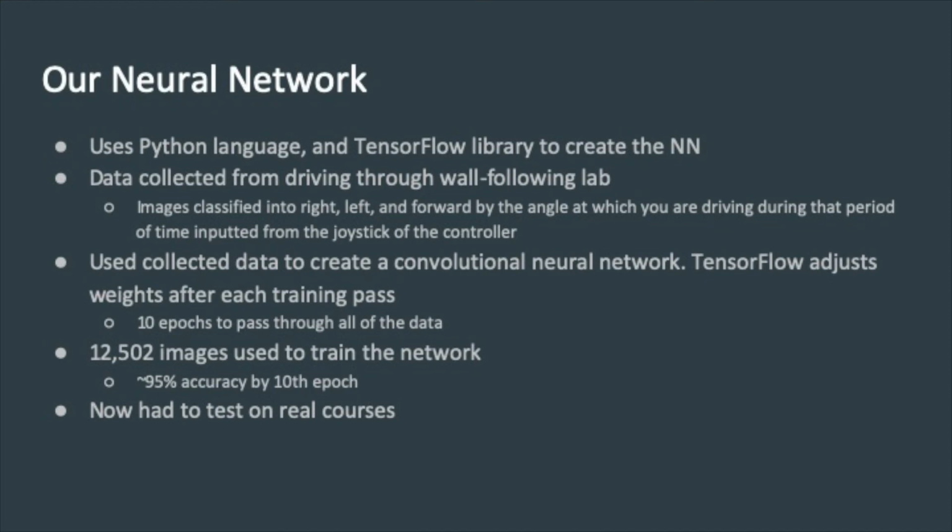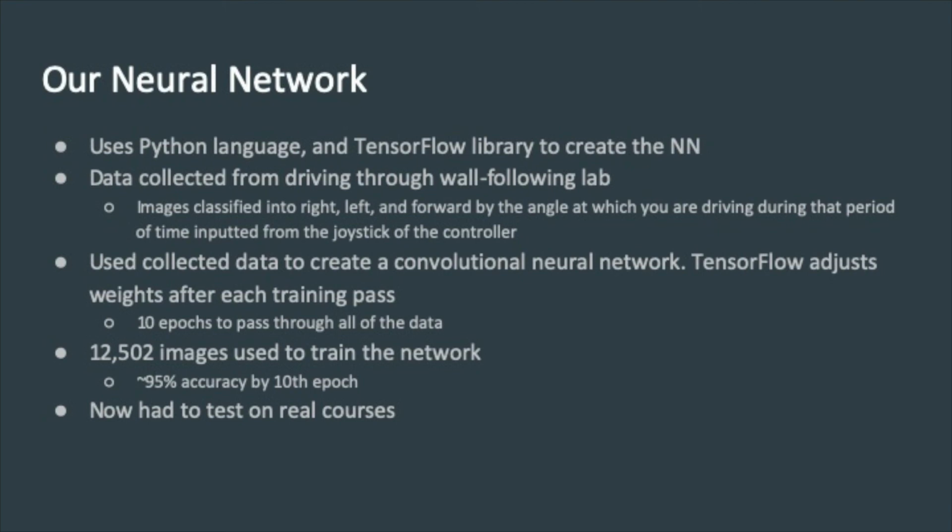So when it came to actually creating our neural network, we used the Python programming language and the TensorFlow open source library, which is a set of tools to assist in creating neural networks. And we collected our data actually from ourselves driving through the wall following lab. And at each frame, we took an image and classified it or labeled it as being left, right, or forward based on what we were doing at the time.